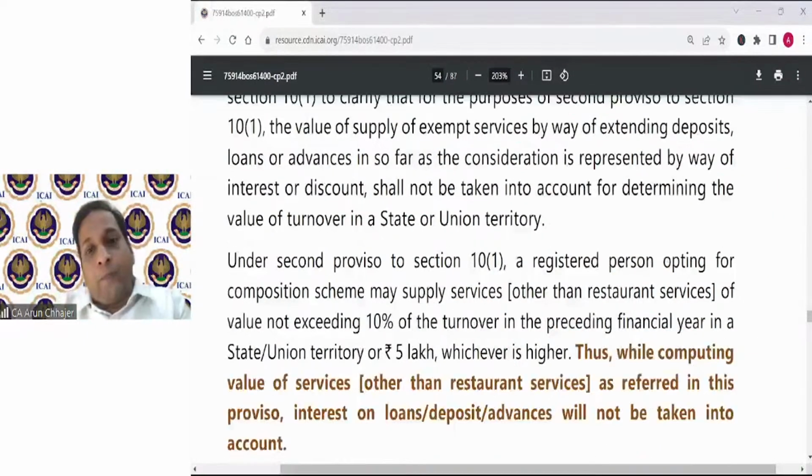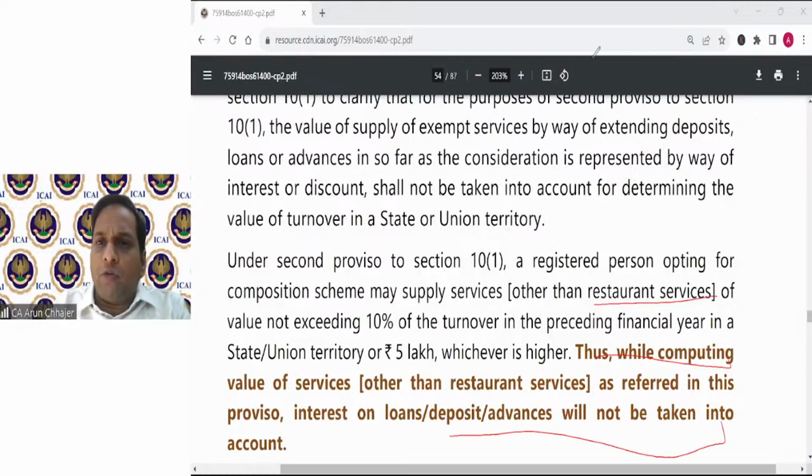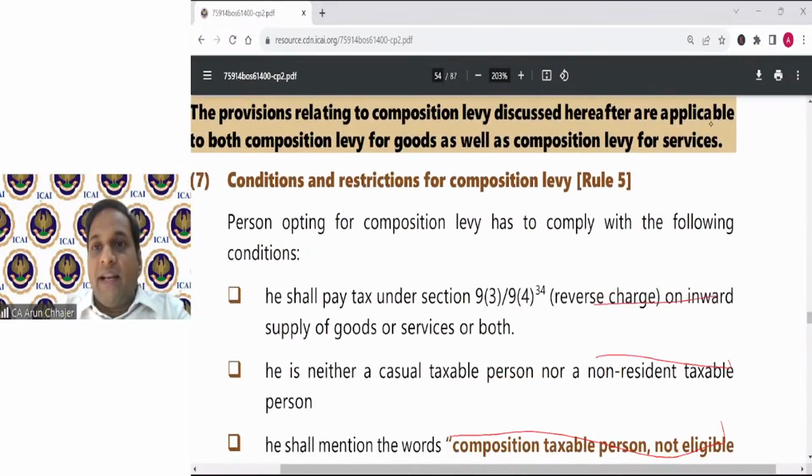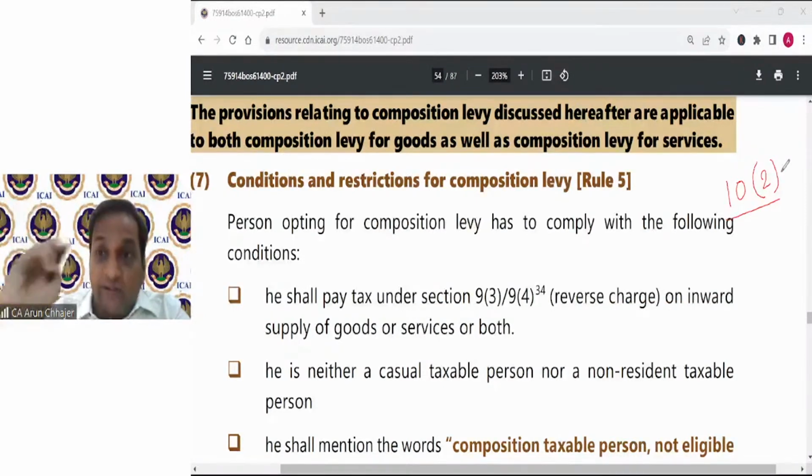Under the second proviso, a registered person opting for composition other than restaurant, value not exceeding that, thus while computing the value of the service as referred in the proviso, interest will not be taken into account. That is okay. Clear? The provisions relating to the composition are applicable to goods as well as services. Okay. Now this rule 5 is additional, what I told you, that some restrictions are being written under 10 subsection 2, which is applicable for 10.1.